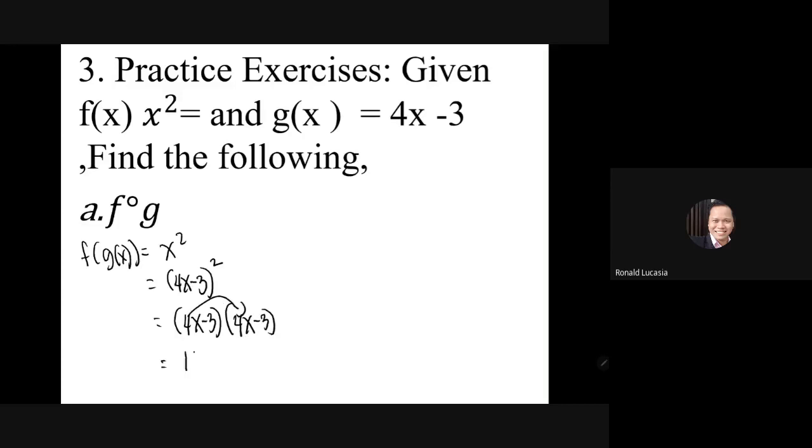So 4x times 4x, that is 16x squared. 4x times negative 3, that's negative 12x. And then the second one, negative 3 times 4x, that's negative 12x. And negative 3 times negative 3 is positive 9. These are the same, so we have 16x squared, negative 12x minus 12x, that's 24x, plus 9. Very good. Jeremy got it correctly. Christopher Manzon and Andrea Asparin, maybe you made a mistake in distributing.